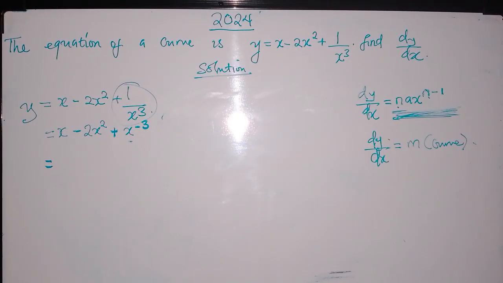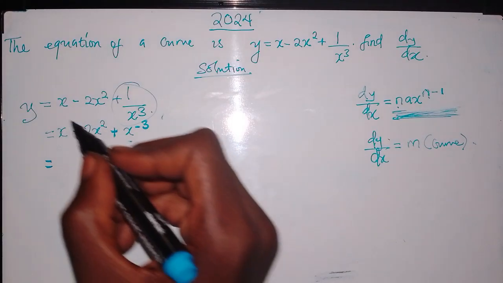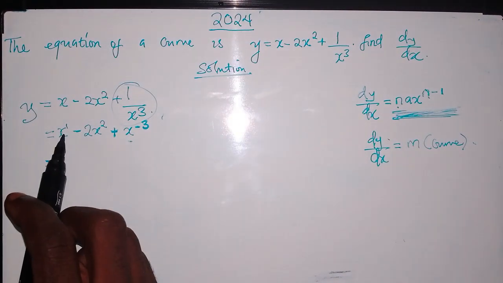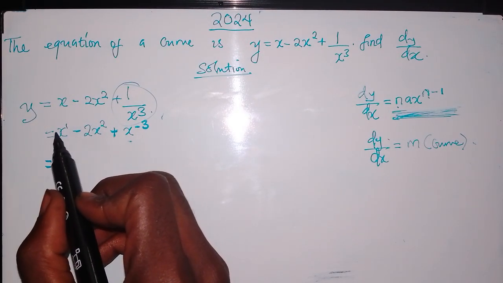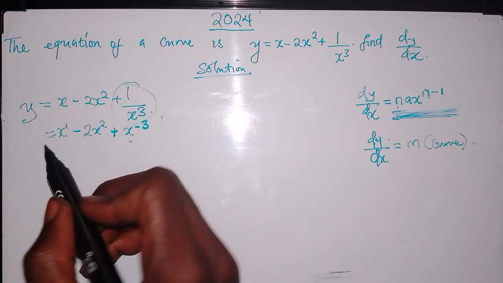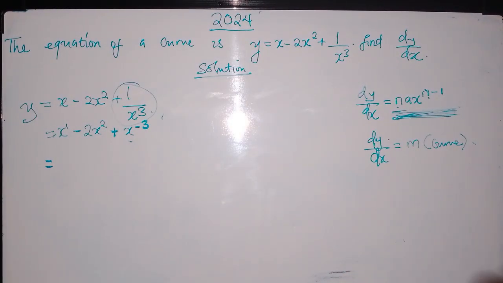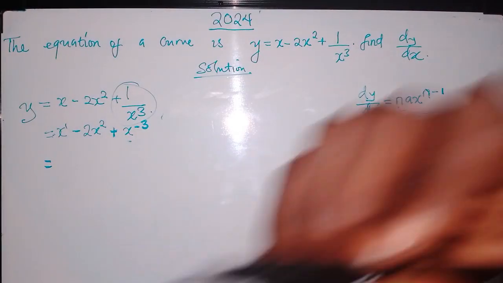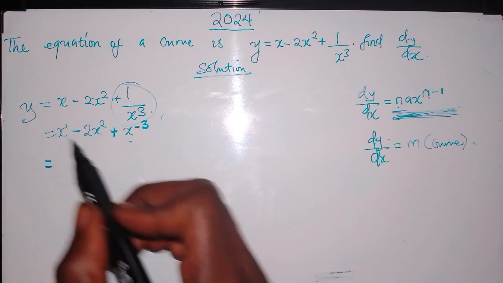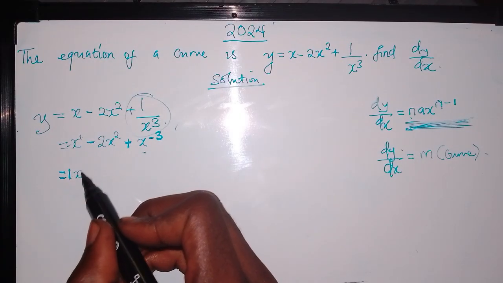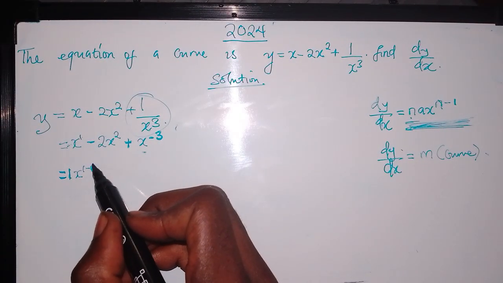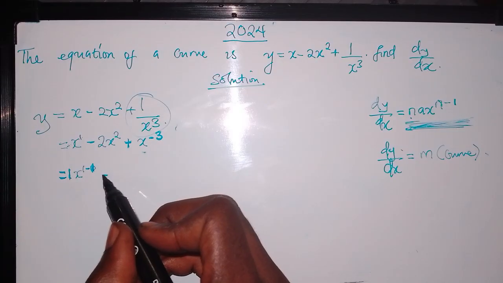Remember, I said that if a number has no power, it has a power of 1. So x has a power of 1. Our first step is we multiply the power with what is in front. Again, if a letter has no number in front, it has an invisible 1. So we say 1 times 1, you have 1. Then you subtract the power: 1 minus 1. Then you say minus.